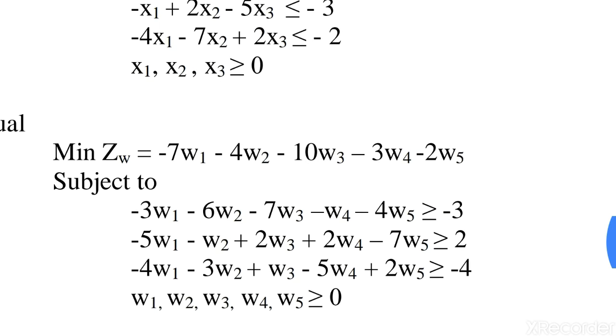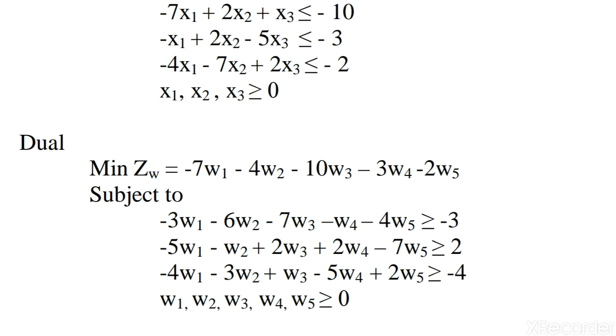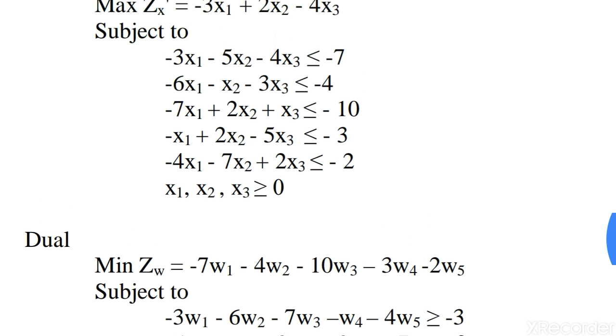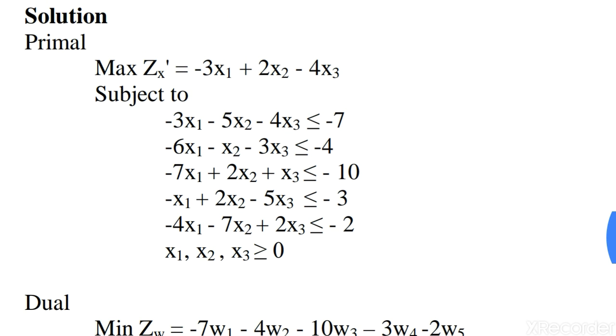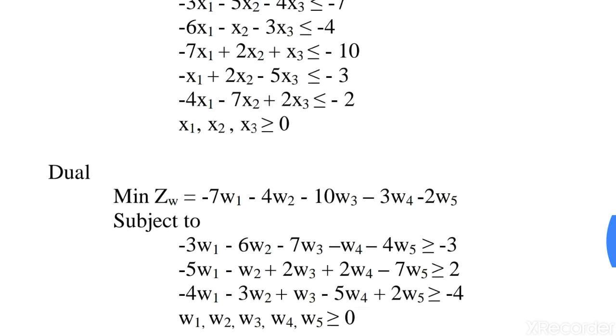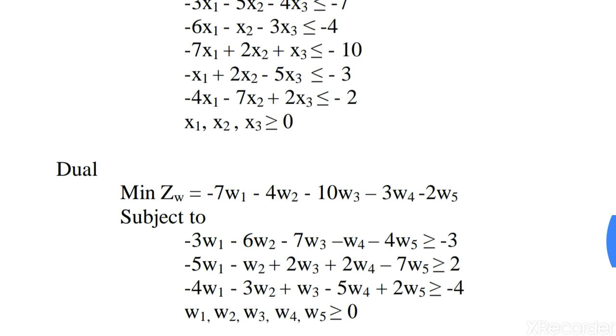Now what should be written on the right hand side of the constraints? When you change to w1 w2, what do you write on the right hand side? I have already told you, you have to transpose the coefficients of the objective function to the right hand side of the constraints. So instead of writing -7, -4, -10, you write these values, that is -3, +2 and -4. And lastly, the fourth step: if it is less than or equal to, you change it to greater than or equal to, and if it is greater than or equal to, you change it to less than or equal to.